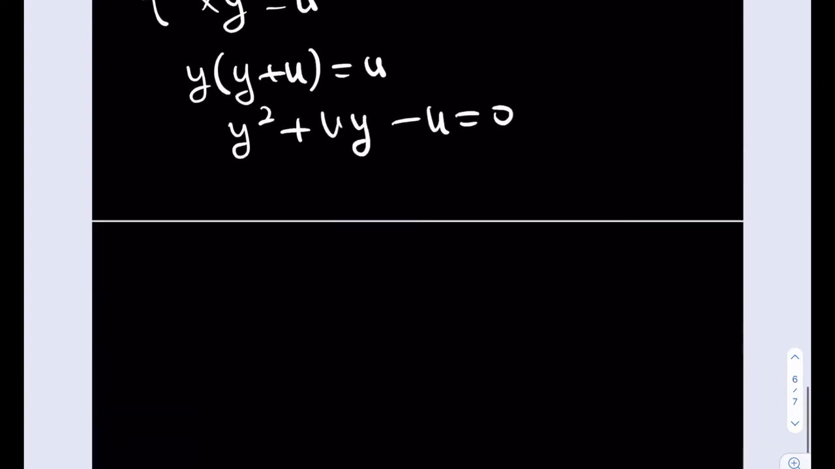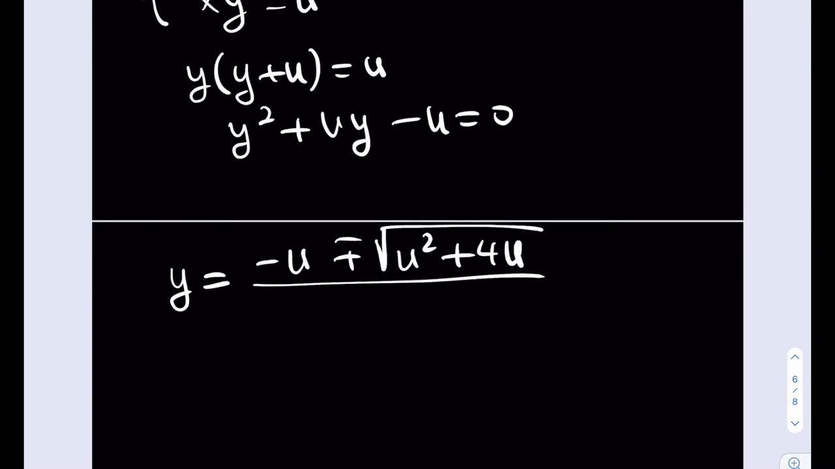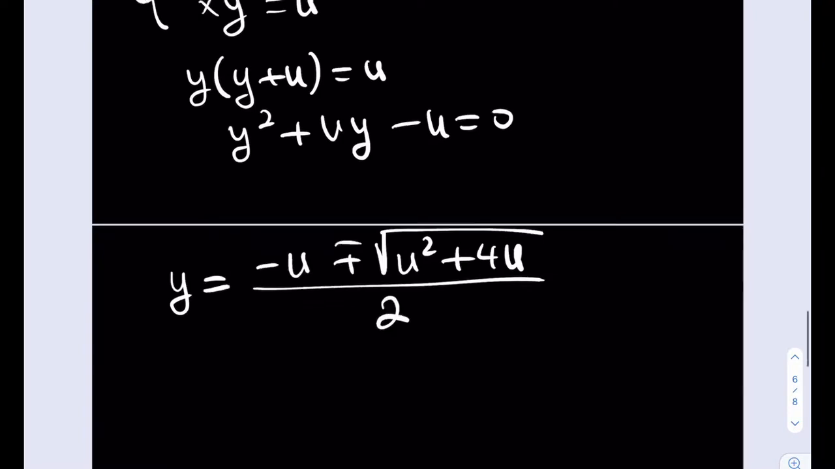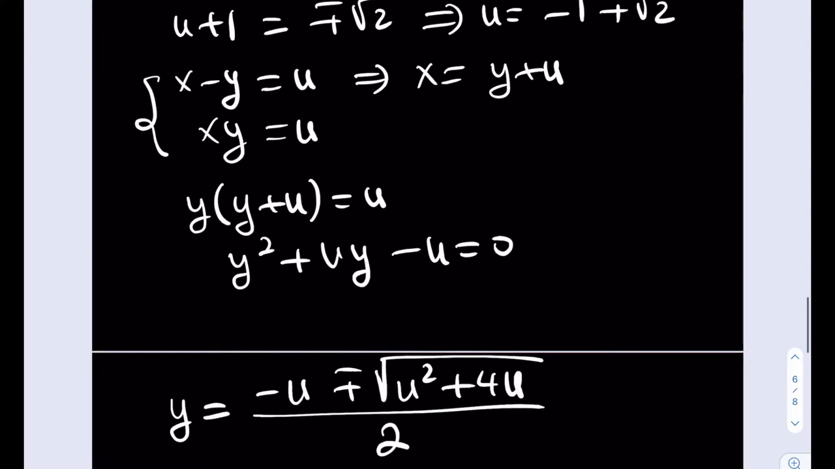By using the quadratic formula, I'm actually able to solve this equation in terms of u. Negative u plus or minus the square root of b squared minus 4ac, which is going to be 4u in this case, and that divided by 2a. Now, what was u? We know the value of u here, so we can just go ahead and substitute that, and we're going to be getting the value of y. What is the value of x? Well, x is just equal to y plus u. We're just going to add u to this.